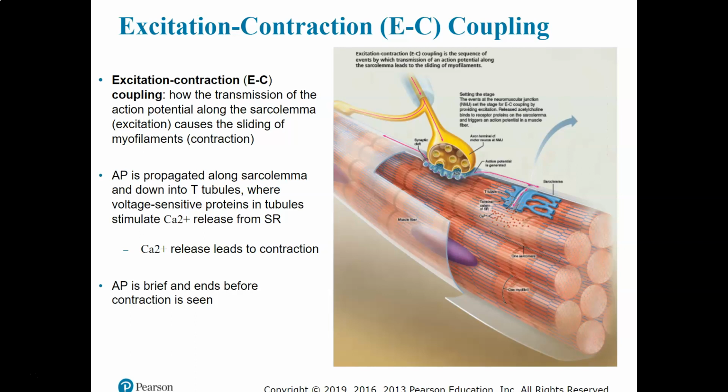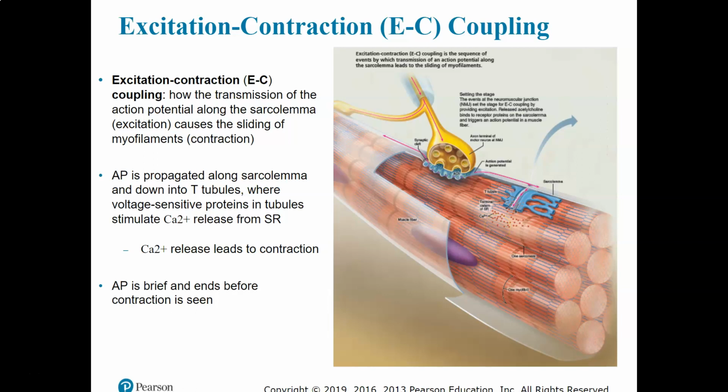If that depolarization reaches threshold, an action potential is generated which travels across the sarcolemma, and that is what we call excitation. Now, we need to make that excitation actually cause the muscle to contract. This is going to occur when the action potential propagates down the T tubules, which remember are these infoldings of the sarcolemma that go down inside the cell.